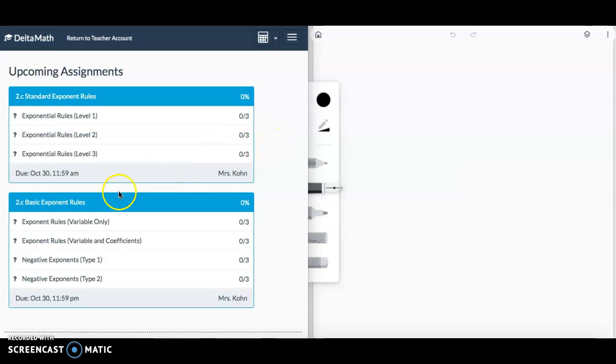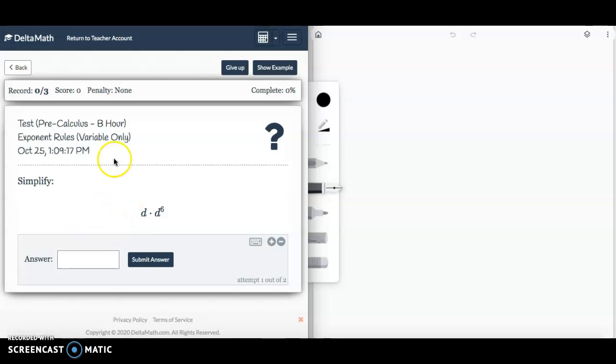Hey guys, I'm going to go through the 2.C basic exponent rules DeltaMath assignment and go through just a couple of examples of each one. I do have some paper over here, or virtual paper, to do some scratch work on, and you guys should probably have some as well. So let's start with exponent rules, variables only.